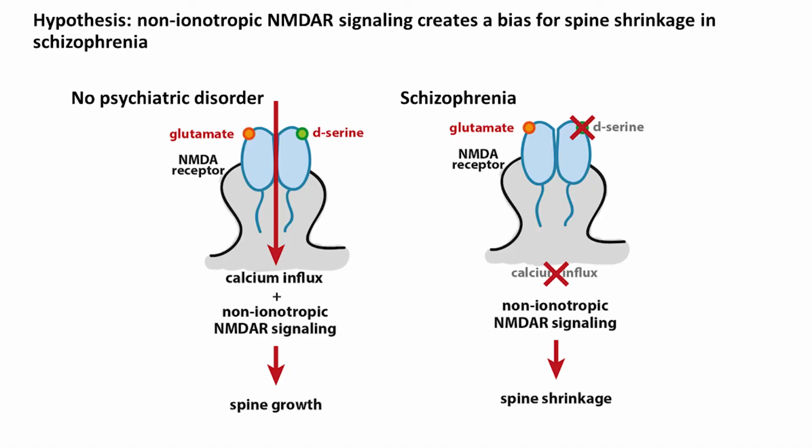To go into more detail of what may be exactly happening, here is a schematic, where on the left we have what may be going on in people without any psychiatric disorders, where you have both glutamate and d-serine that combine to allow for both calcium and something called non-ionotropic signaling. Both of these are important for growth and stabilization of spines. However, in people with schizophrenia, the decreased levels of d-serine but uninterrupted binding of glutamate blocks calcium but still allows for non-ionotropic signaling, which by itself leads to shrinkage and blocks growth.